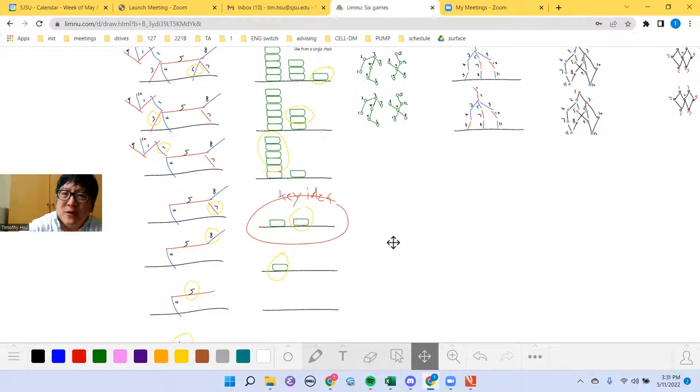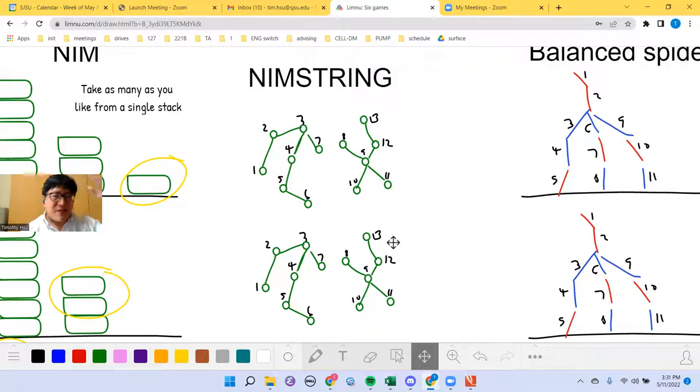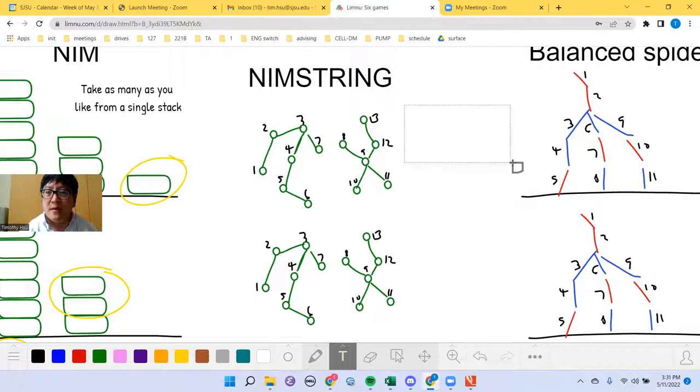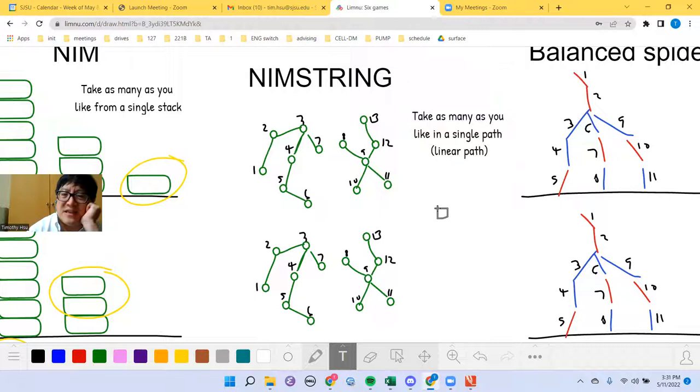We'll get to that. Instead of me talking about history that I don't really know about, let's talk about a different game, which I call NIM String. I think this is something I invented, maybe. You'll see it's a very similar thing momentarily, because the rule here is that you are to take as many as you like in a single linear path. So it's really the same kind of deal as NIM: there are stacks of things, and you take as many as you like. But NIM has a numerical limitation, 6, 3, 1. For NIM String there's a geometric limitation. You can take as many things as long as they're in the same linear path.